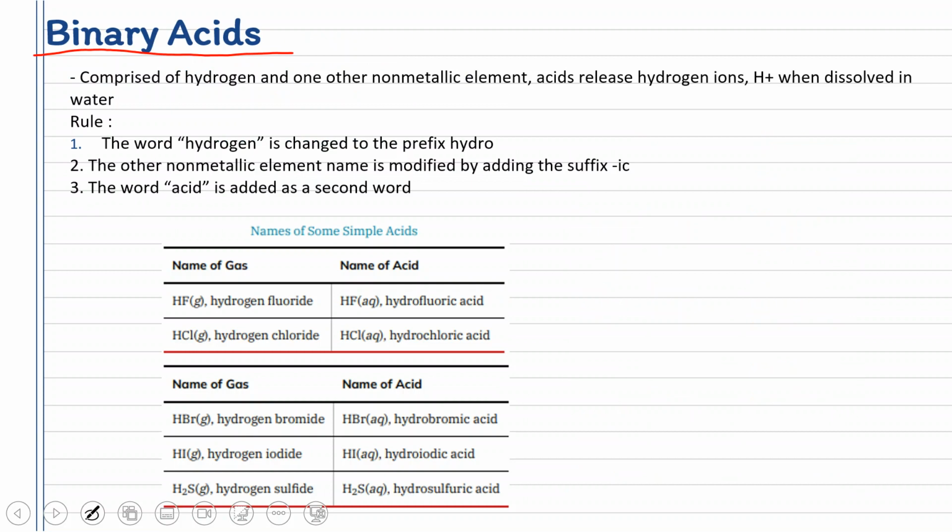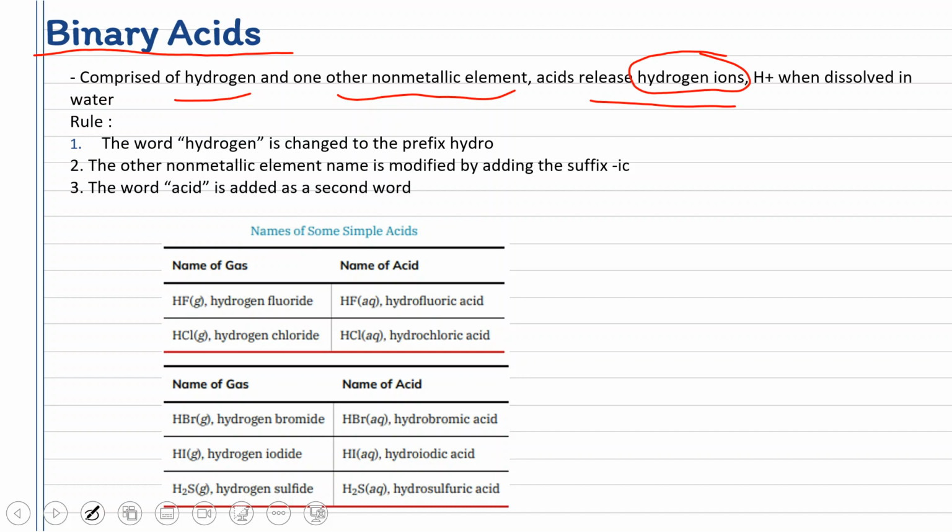How do we know they are acids? We know they are acids when they are comprised of hydrogen and one other non-metallic element. We know that because anytime we see a hydrogen, when it's dissolved in water, it's going to release hydrogen ions, and that's why we know it's going to be an acid. Normally, acids release hydrogen ions. So anything that has the capability to release hydrogen ions when dissolved in water, we say they are acids. Okay, and they normally have very low pH.